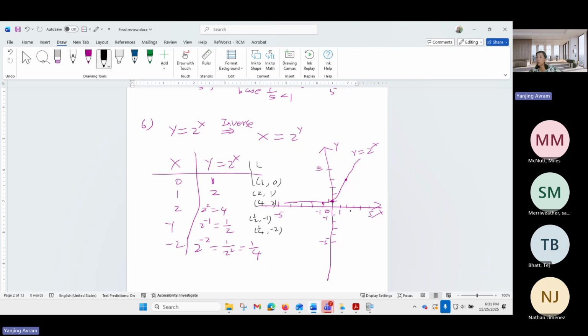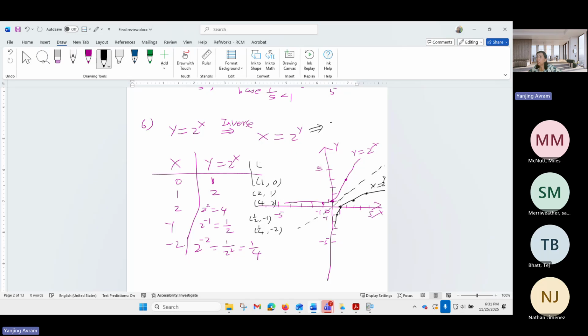So we're gonna have a 1 and 0 right here. And then we're gonna have a 2, and this will be 1 right here. And then a 4, this will be 2, somewhere right here. And then 1/2, this will be -1, right here. And then we have 1/4, this will be -2, so that'll be right here. So this will look something like that. So that is x equal to 2 to the y. And if I graph y equal to x, this will be exactly in the middle. So that is the inverse equation.